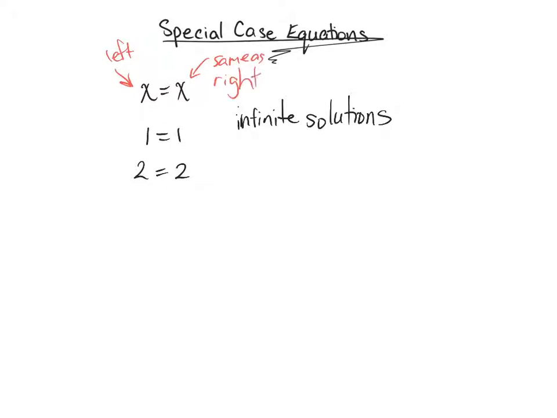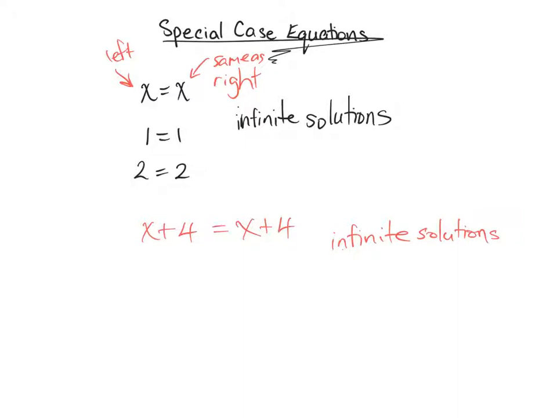So for example, if I have an equation x plus 4 is equal to x plus 4, how many solutions do you think this would have? Well, since the left side and the right side are exactly the same, this will also have infinitely many solutions. So again, as long as the left side is equal to the right side when you simplify it, it has infinitely many solutions.